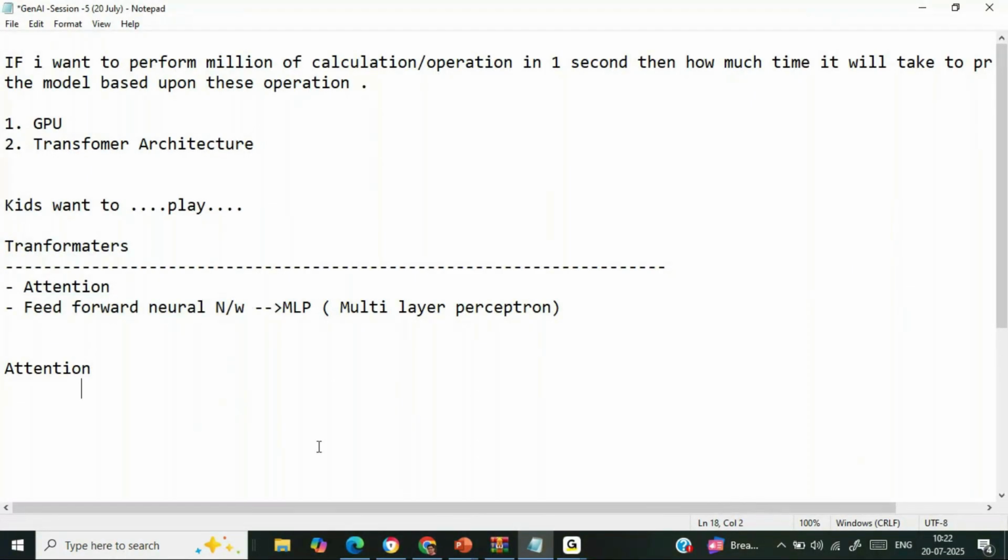So attention, basically this is used to retain the context. Retaining the context is nothing but the attention block. This is the duty of the attention block. So what is the meaning of attention over here? Let me pay attention to this as well.